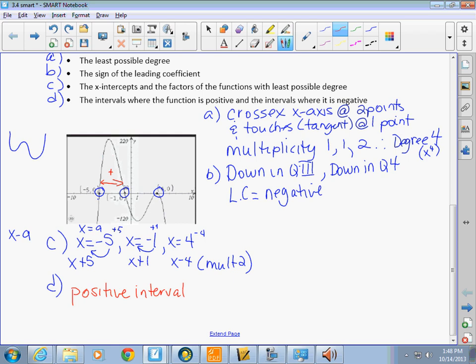So that's in between -5 and -1. Negative interval then is where is this graph in the negative part of that y-axis. So everything to the left of -5 is negative. Everything between -1 and 4 is negative. And then again, it's negative after 4.